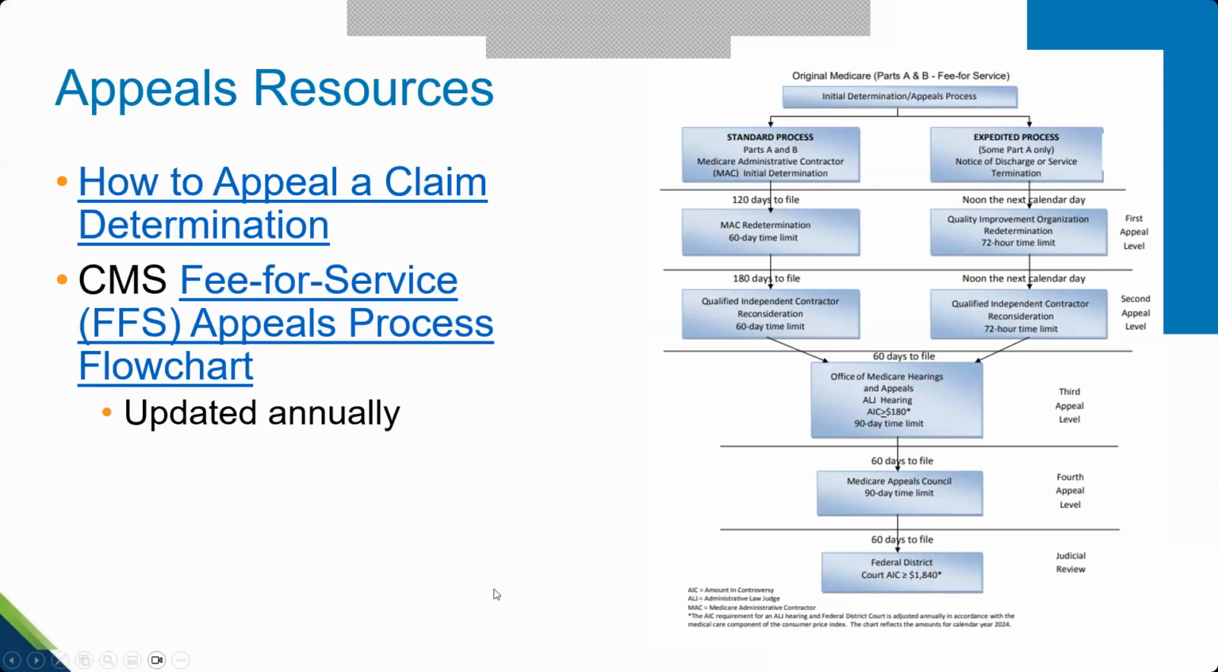So you have each of the 5 levels here. You have the time frames that I talked about. How many days do you have to file that appeal? How many days does the contractor have to make their decision? So it's very, very informative. This also includes those amounts in controversy for level 3 and level 5. You can see currently for this year, the amount in controversy has to be equal to or greater than $180 for a level 3 appeal. And for the level 5 appeal in federal district court, the amount in controversy is $1,840.